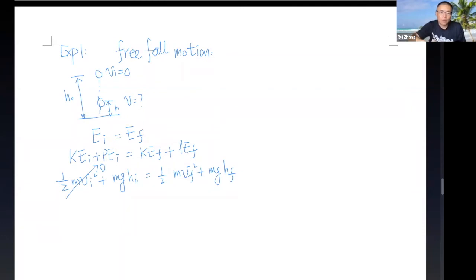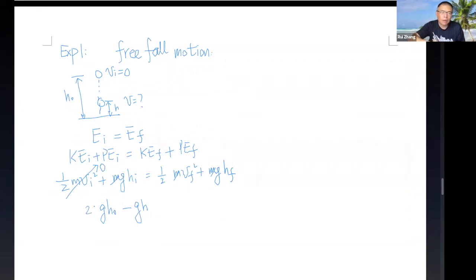So we have these three non-zero terms here. Notice there's a common factor m in all the terms, so if you divide by m, m is gone. Now we're interested in v, so we can move this term to the left. We plug in those h's: g h naught, the initial height, minus g h_f, which we call h here. These two terms are now equal to 1/2 v_f squared.